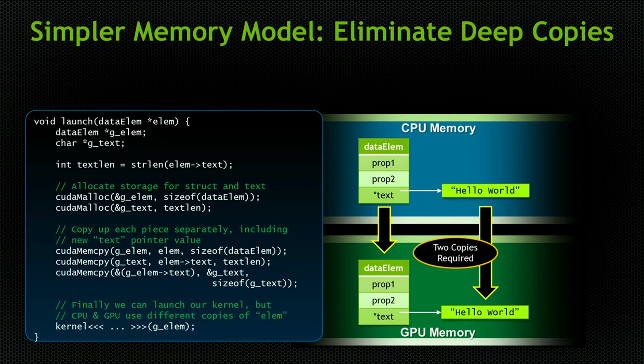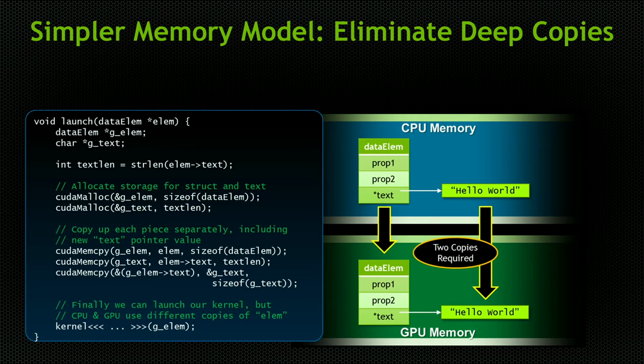So here's the code for this. You can see we have two allocations, the struct on the device and the string on the device, and then we have to copy the struct, we have to copy the text, and then we have to copy the pointer to the text. And then, only then, can we launch the kernel.